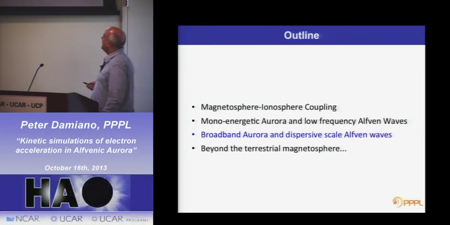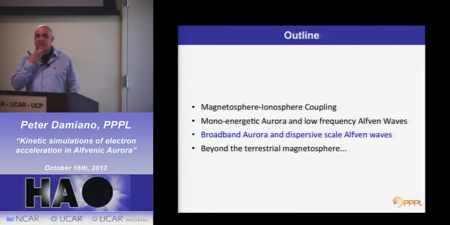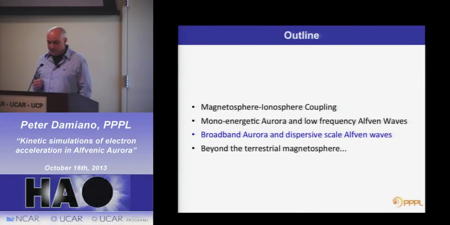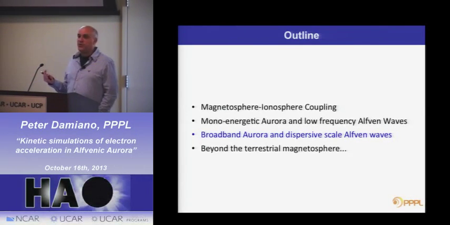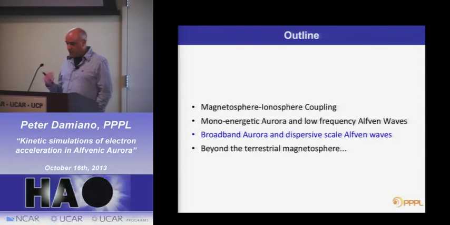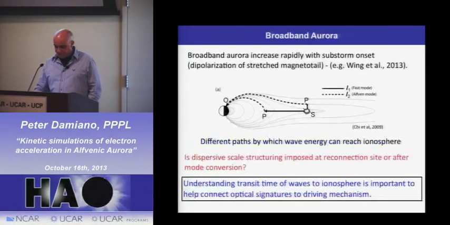So, now I want to treat the subject of the broadband aurora and dispersive scale Alfvénic waves. Now, this is something I've only actually been working on probably for about a year. So it's much less developed than the field line resonance case, but I want to give you a flavor of where we're going with it and what are the important things that need to be considered.